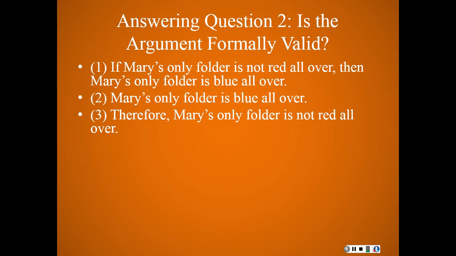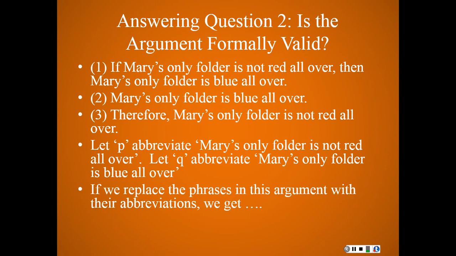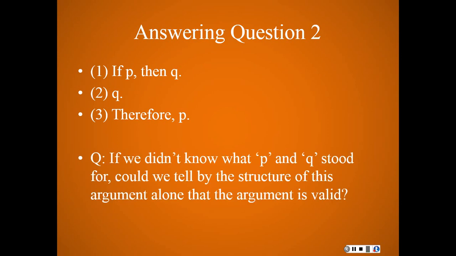Okay, let's move on to question 2. Is this argument formally valid? Well, let's let P abbreviate Mary's only folder is not red all over, and let's let Q abbreviate Mary's only folder is blue all over. If we replace the phrases in this argument with their abbreviations, we get this argument pattern. If P, then Q, Q, therefore P. Now, suppose we didn't know what P and Q stood for. Could we tell by the structure of this argument alone that the argument is valid?